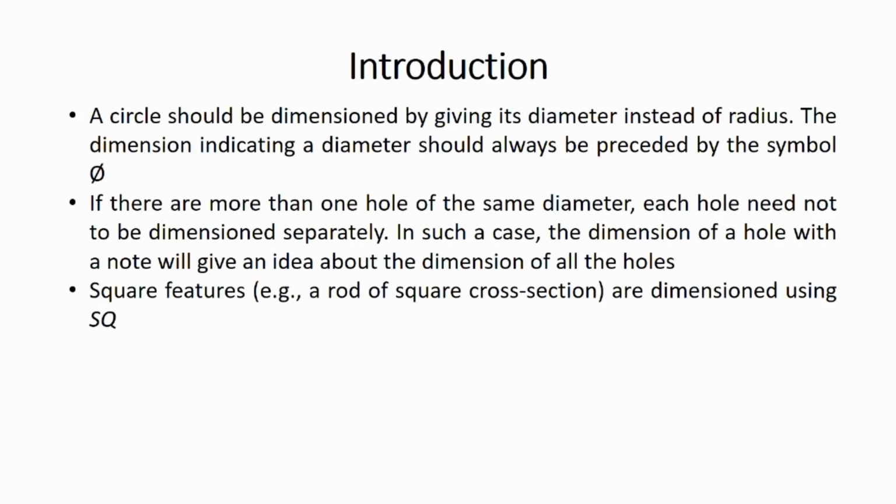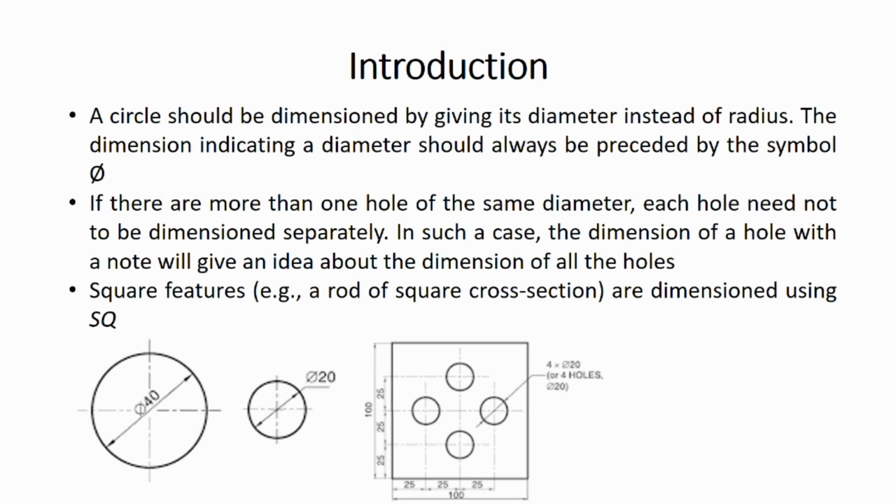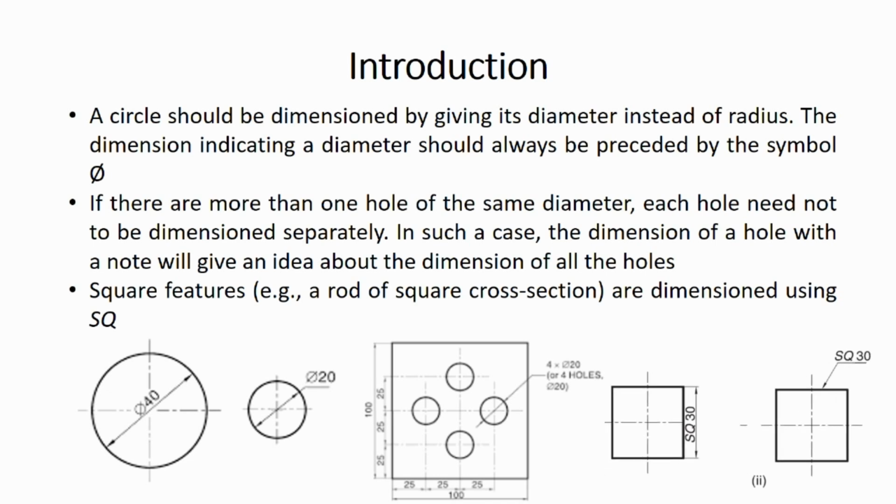While dimensioning, it is necessary to observe certain conventions. Some of the conventions are: a circle should be dimensioned by giving its diameter instead of radius. The dimension indicating a diameter should always be preceded by the symbol phi, as seen in the first figure. If there are more than one hole of the same diameter, each hole need not be dimensioned separately. In such a case, the dimension of a hole with a note will give an idea about the dimension of all the holes, as can be seen in the second figure. Square features, for example a rod of square cross-section, are dimensioned using SQ, as can be seen in the third figure.